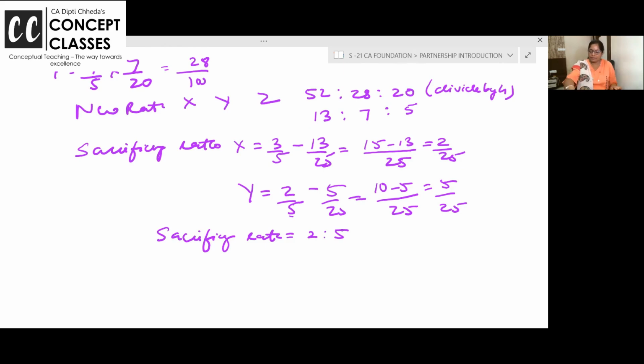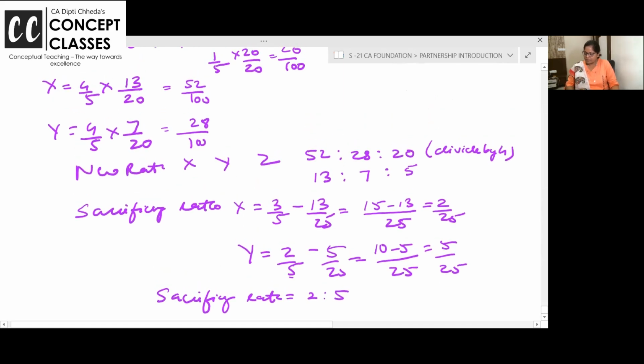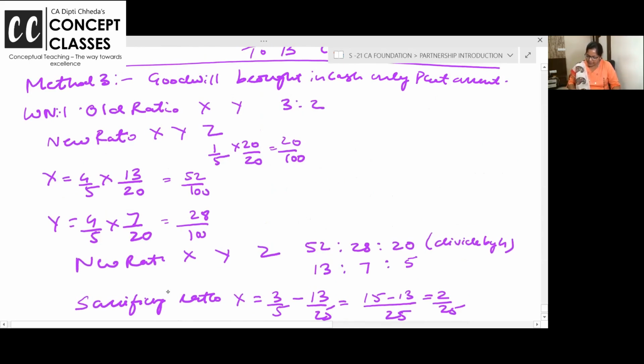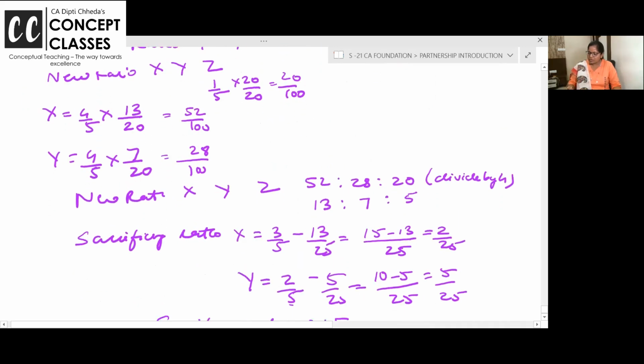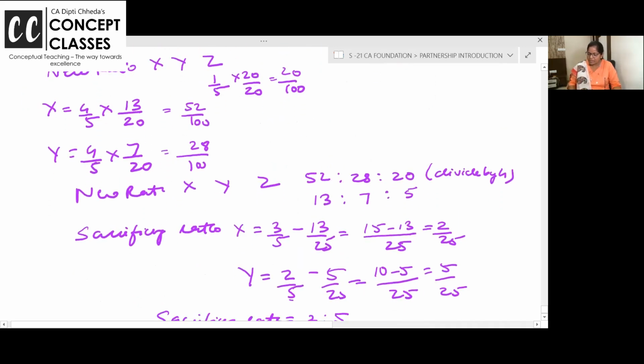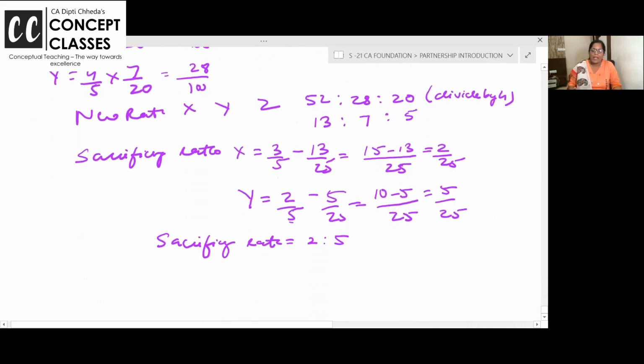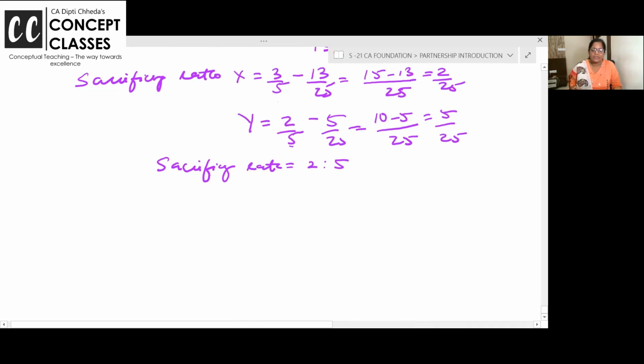ठीक है. Nice big working we have done. If you need help, 1-2 मिनट wait करो. देखो फिर से. Old ratio was 3:2. New ratio में Z was admitted 1/5. 4/5 they took it in this ratio. So new ratio we got and simplified. Now sacrificing ratio. Old ratio 3 by 5. New ratio 13 by 25. So 2:5. Now we can start writing journal entries.